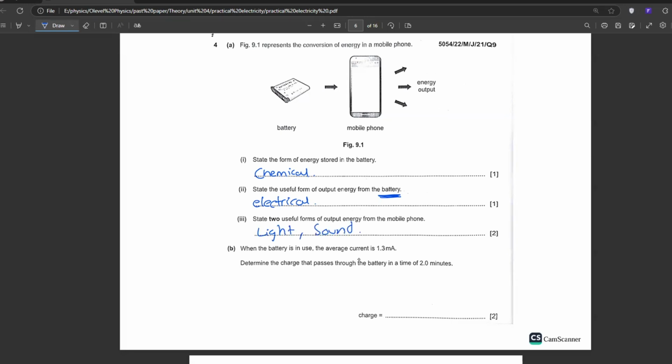When the battery is in use, the average current is this. Calculate the charge that passes in a time of 2 minutes. Charge is equal to current into time. Your current is 1.3 into 10 to the power of minus 3. Your time is 2 minutes, so 2 into 60. So 1.3 into 10 raised to the power of minus 3 into 2 into 60. This comes out to be 0.156 coulombs as your charge.